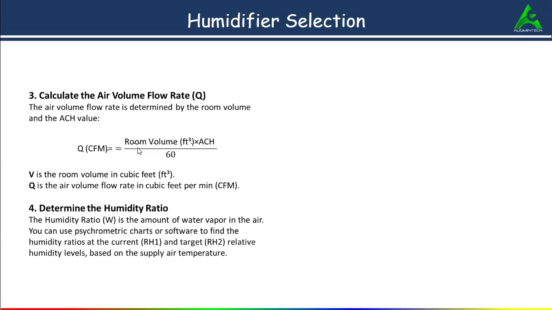Sir, excuse me. In this ACH, air changes per hour, what does it actually mean, sir? Air changes per hour for fresh air is a bit different from that for infiltration. Let me explain both things.